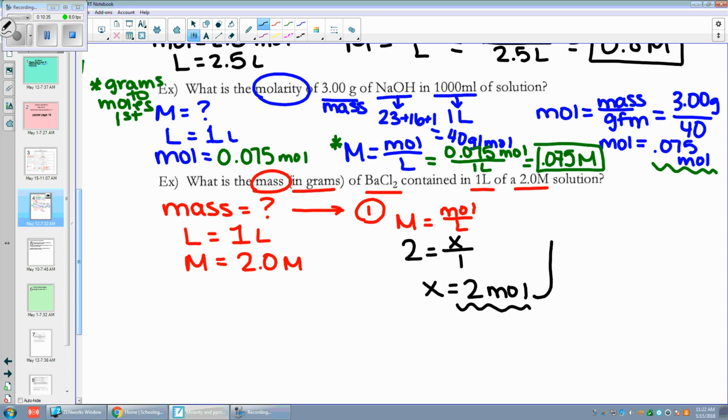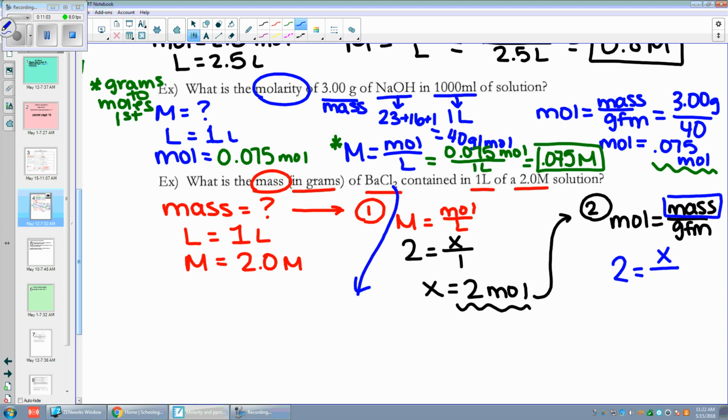Now what I can do is I come up to step 2. I know my mole equation. Moles equals your given mass over your gram formula mass. Well, that's important because this is what I want, my mass. So I'll say, okay, I know my moles was 2. I know my mass. No, I don't. It's x. And I need my gram formula mass. So let's go right here and say, okay, BaCl2, let's get the gram formula mass.